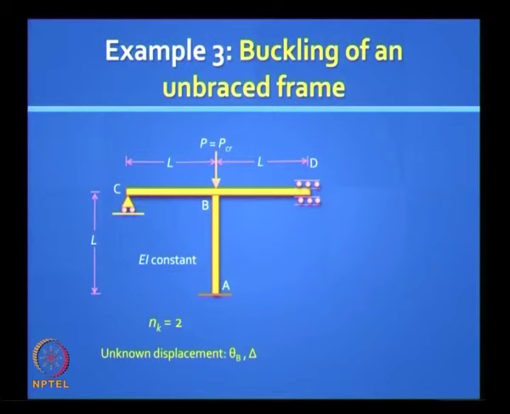Here you have 2 degrees of freedom, theta B and delta. If you want to see how it's going to deflect, probably something like that.